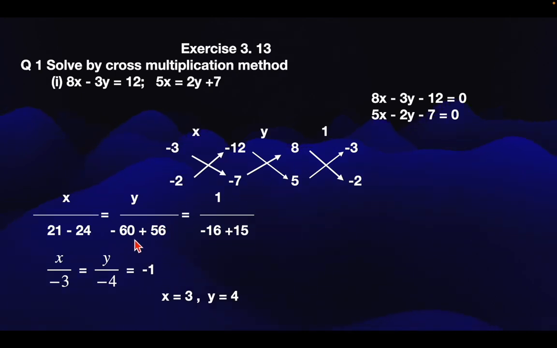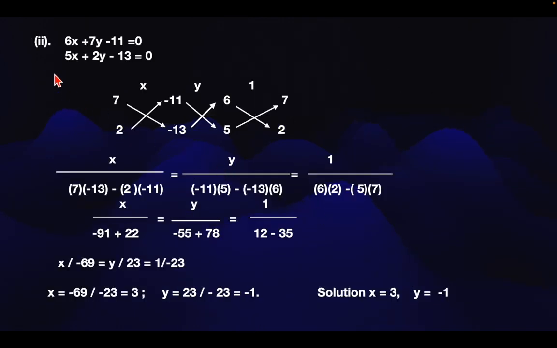So here it is. When you simplify, you get like this. Again, the next will be equal to 1 upon 8 into -2 minus 5 into -3. Simplify, you will get this. Okay, next, further simplification, you will get like this. Then x is equal to -1 into -3, that is 3. And y is equal to -1 into -4, that is 4. So this is the answer. Let's go to the next sum.